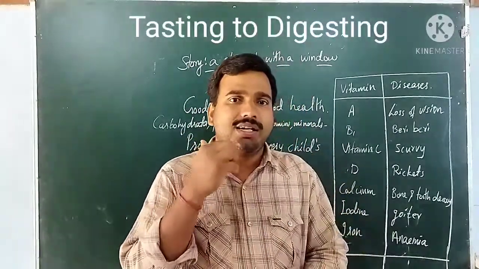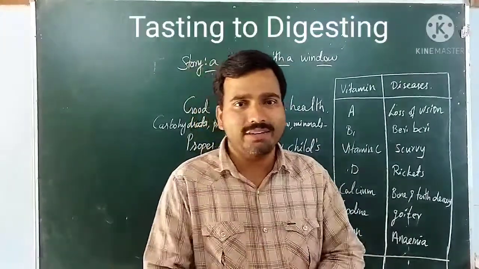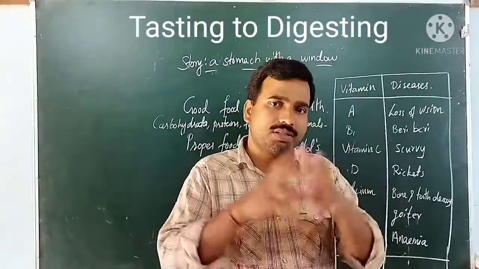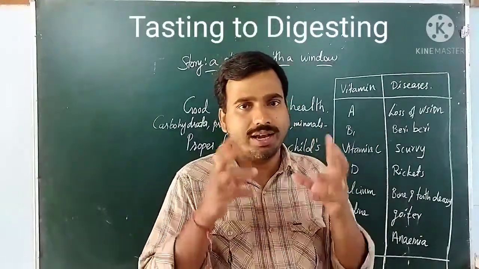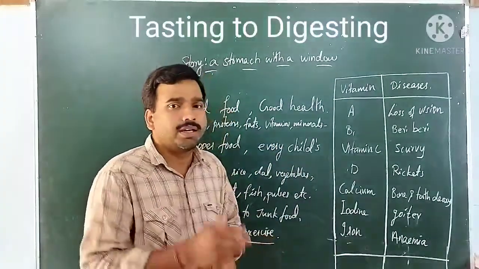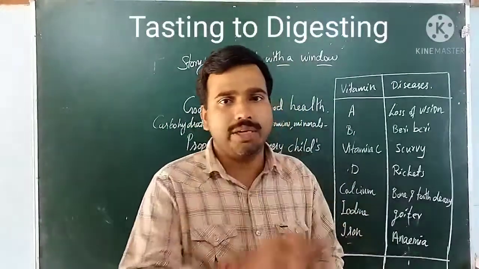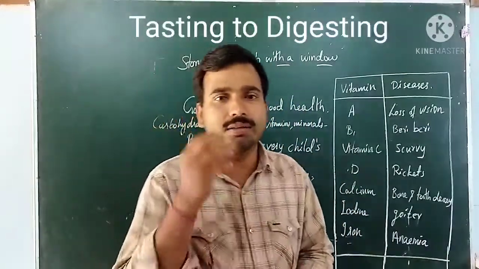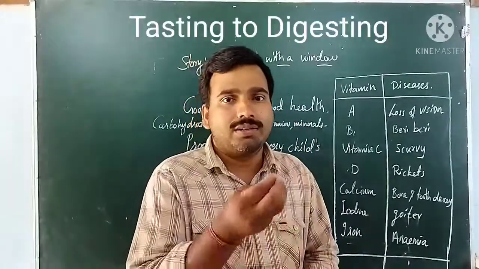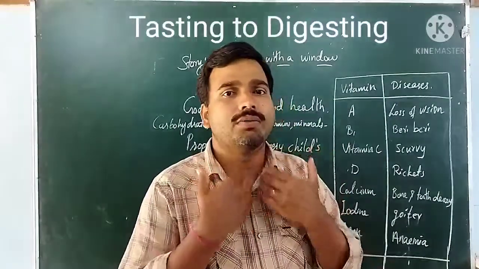And similarly, teeth. There are different types of teeth: incisors, canines, premolars, and molars. They have different functions, and they help in cutting and tearing the food items. Then, once the food is chewed well and mixed properly with saliva in the mouth, the tongue helps push the food into the food pipe.